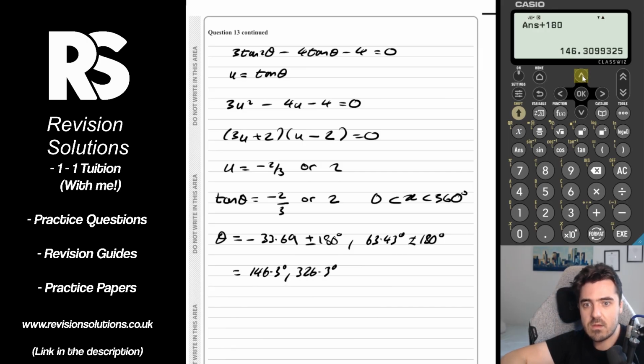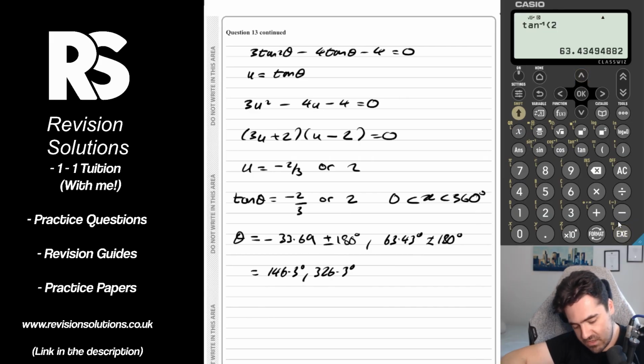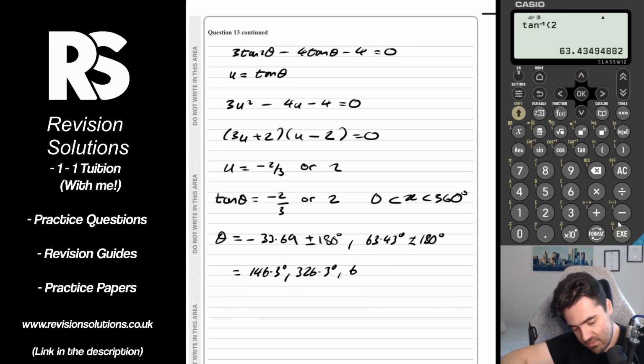And then let's do the same thing for this. 63.4 is actually in the range, so let's just copy that one down. And then we need to add 180 to that. That would be 243.4 degrees. And that's actually all we could get. We can't add 180 more to that because we'd go past 360.